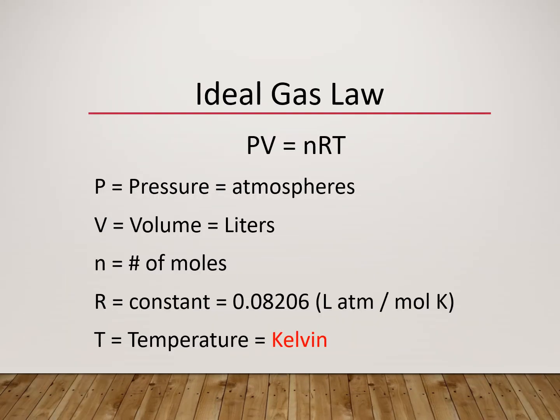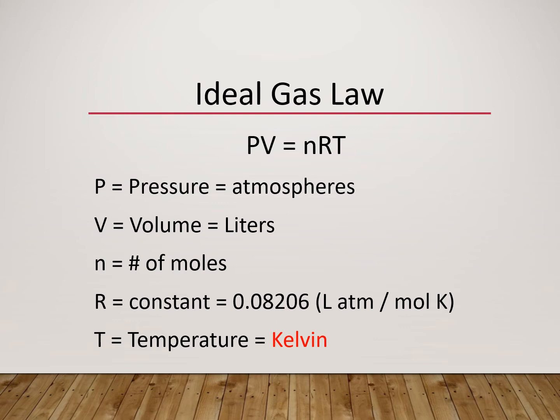So first we're going to learn about the ideal gas law. The equation for this is PV equals nRT. And P corresponds to the pressure, and the units for this are in atmosphere, or ATM, you might see it often. The volume is V, and that is in units of liters. N corresponds to the number of moles of the substance.